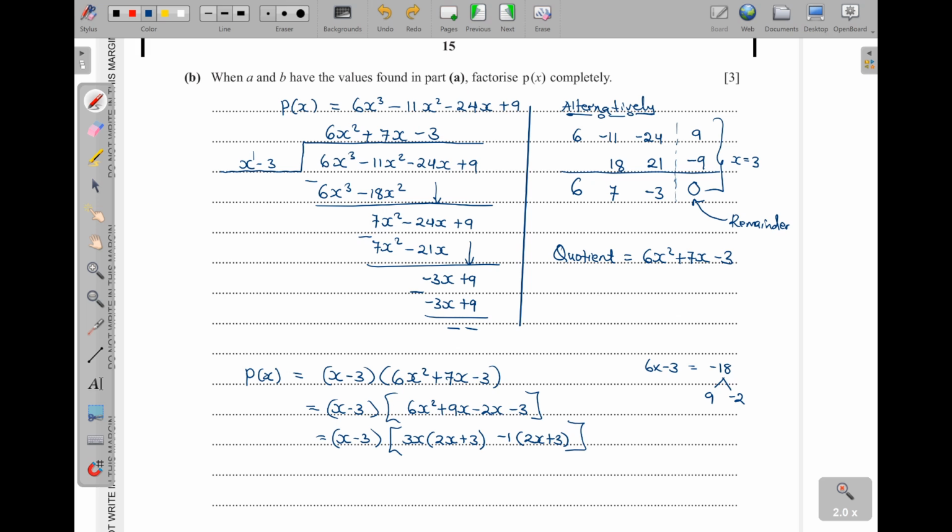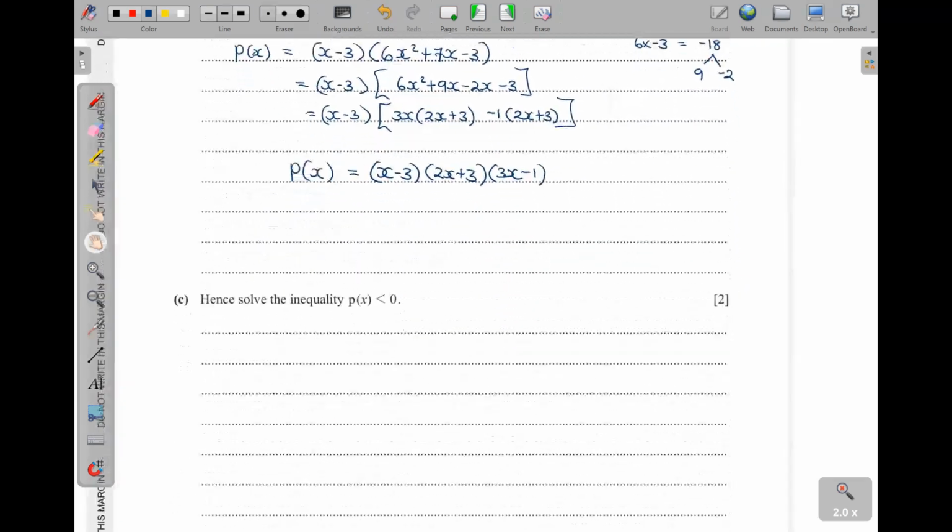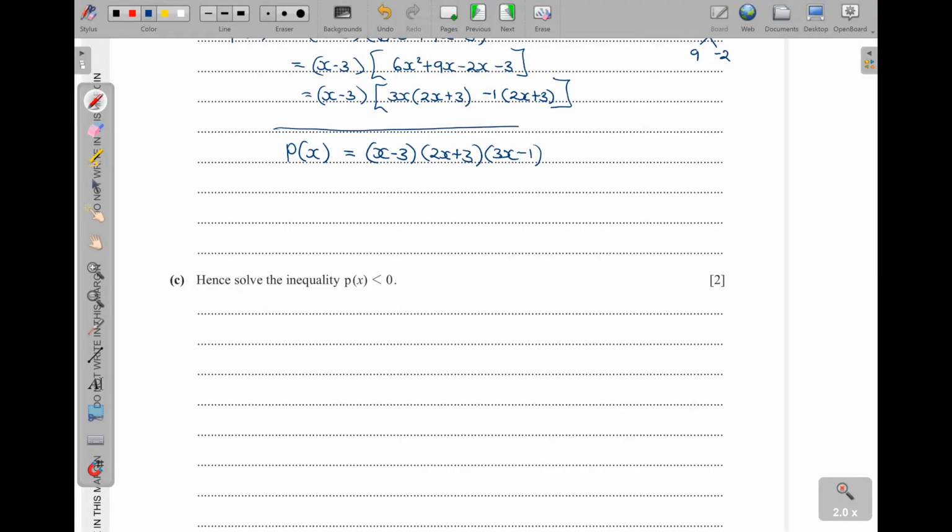So meaning altogether, our p of x is going to be x minus 3. And then here, what is common is 2x plus 3. Then here we are left with 3x, so I will write the 3x here. And then here we are left with negative 1. So p fully factorized is this one here.